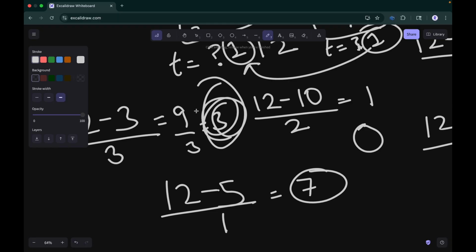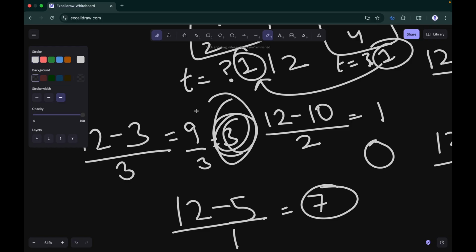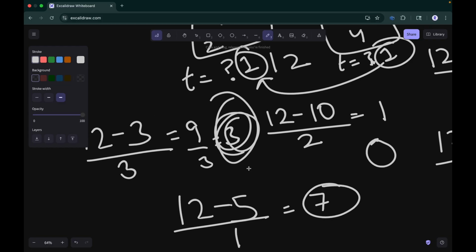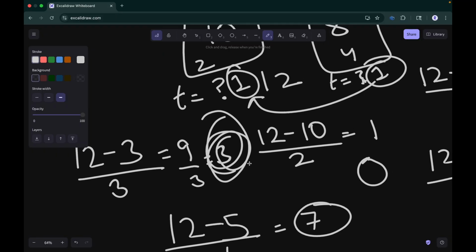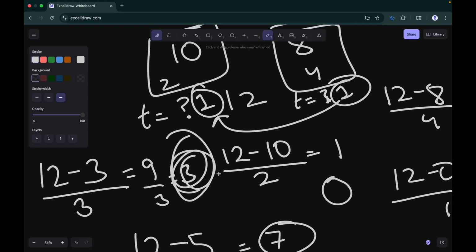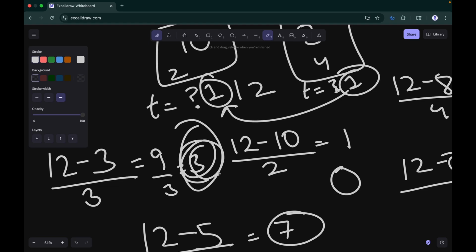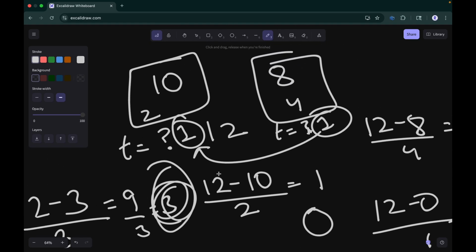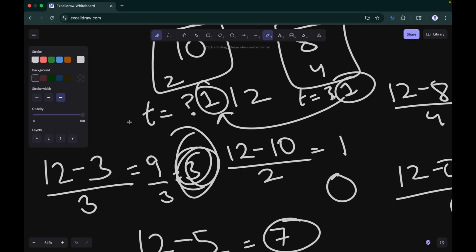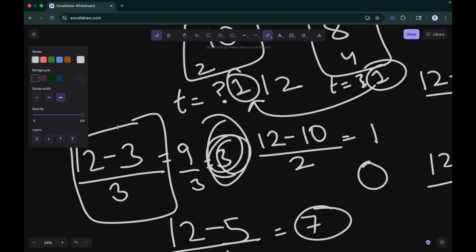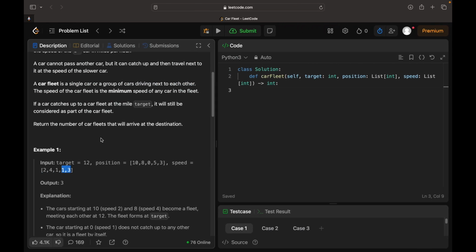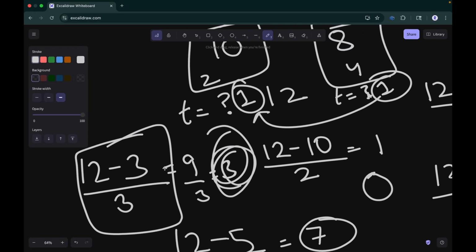But we know that no, they're going to be one fleet. They're not two different fleets. So what is the problem in our approach? The problem is that we've not taken into account following up on a car. We are independently calculating how much time each car will take, without considering that a car is ahead of the position 3 car. So we also need to take that into consideration.